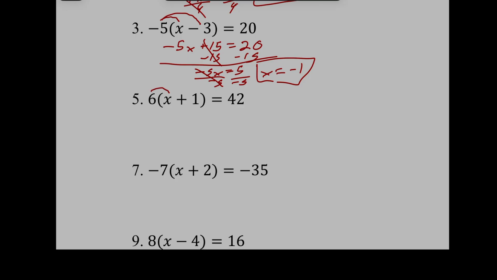Okay, 6 times x and 6 times 1. 6 times x is 6x. 6 times positive 1 is positive 6. Equals 42. Hopefully you're seeing this right now that I'm, oh, not 7.